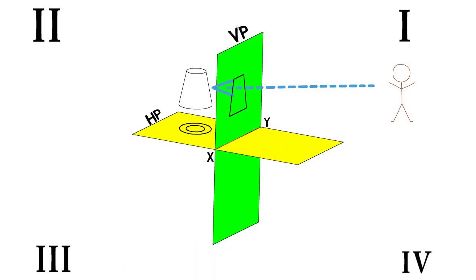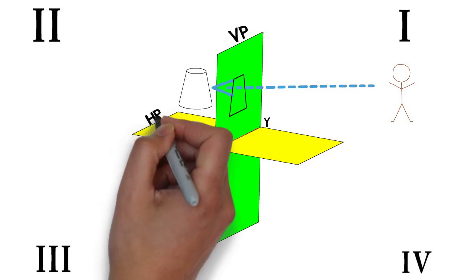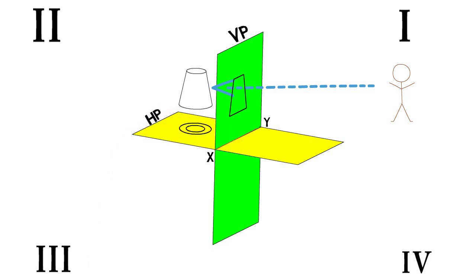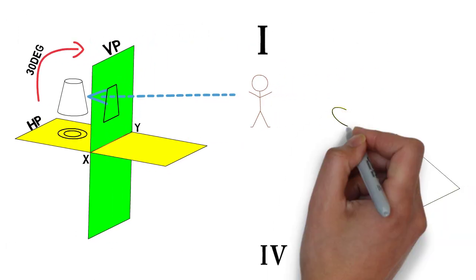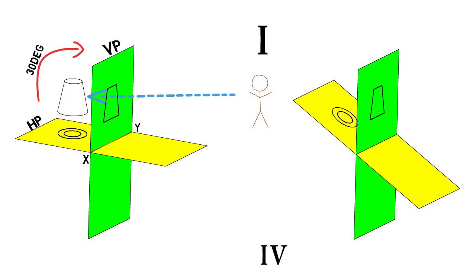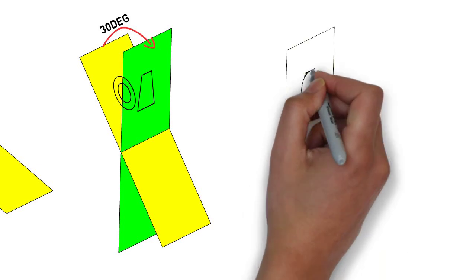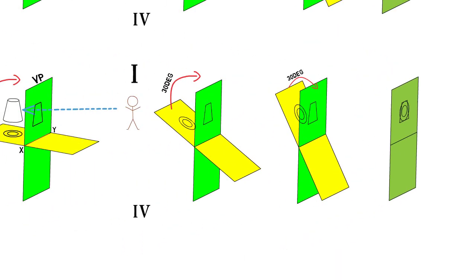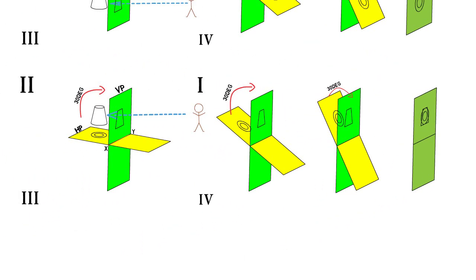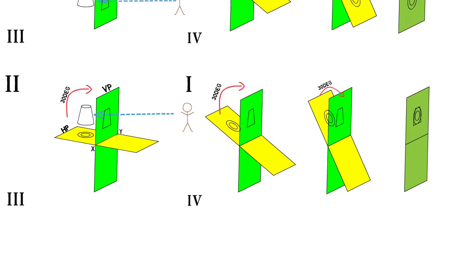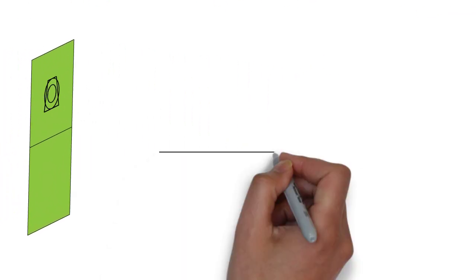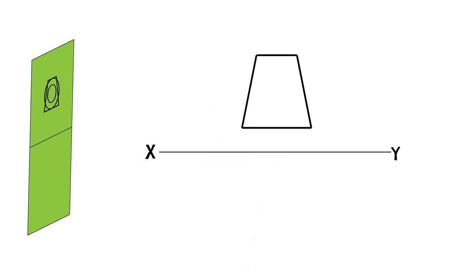Now to plot this on a single paper, we have to again rotate this horizontal plane by 90 degrees clockwise. We will go again here step by step. Rotate this horizontal plane by 30 degrees. It will come like this. Again 30 degrees. Now again 30 degrees. So we have rotated a total of 90 degrees. Now I will plot these views on a single paper. This is the XY line, this is the front view, and this is the top view.